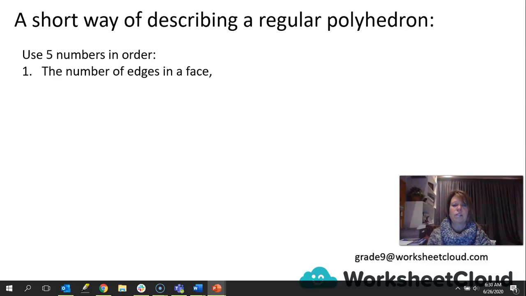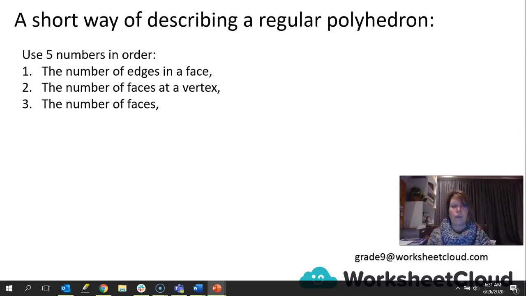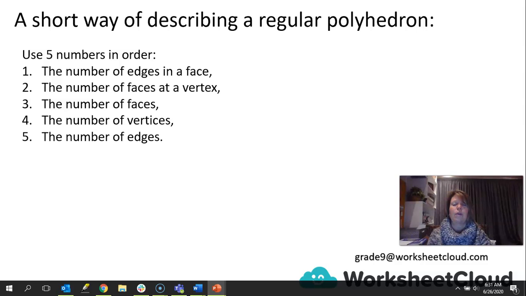So the number of edges in a face, then we're going to look at the number of faces that meet at a vertex. Then we're going to look at the number of faces altogether in this polyhedron. And then we're going to look at the number of vertices that the polyhedron has, and we're going to look at the number of edges. So that then gives us a way of describing a regular polyhedron.